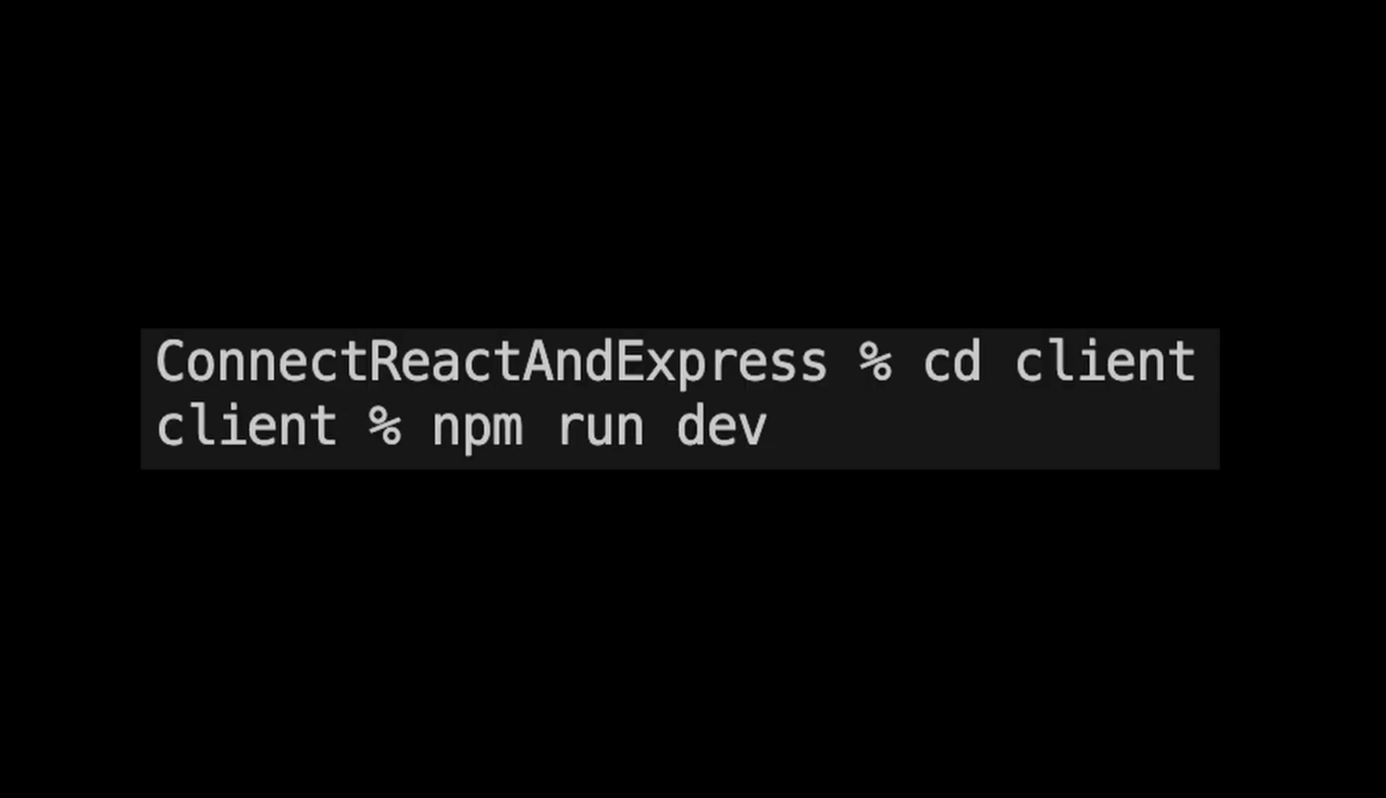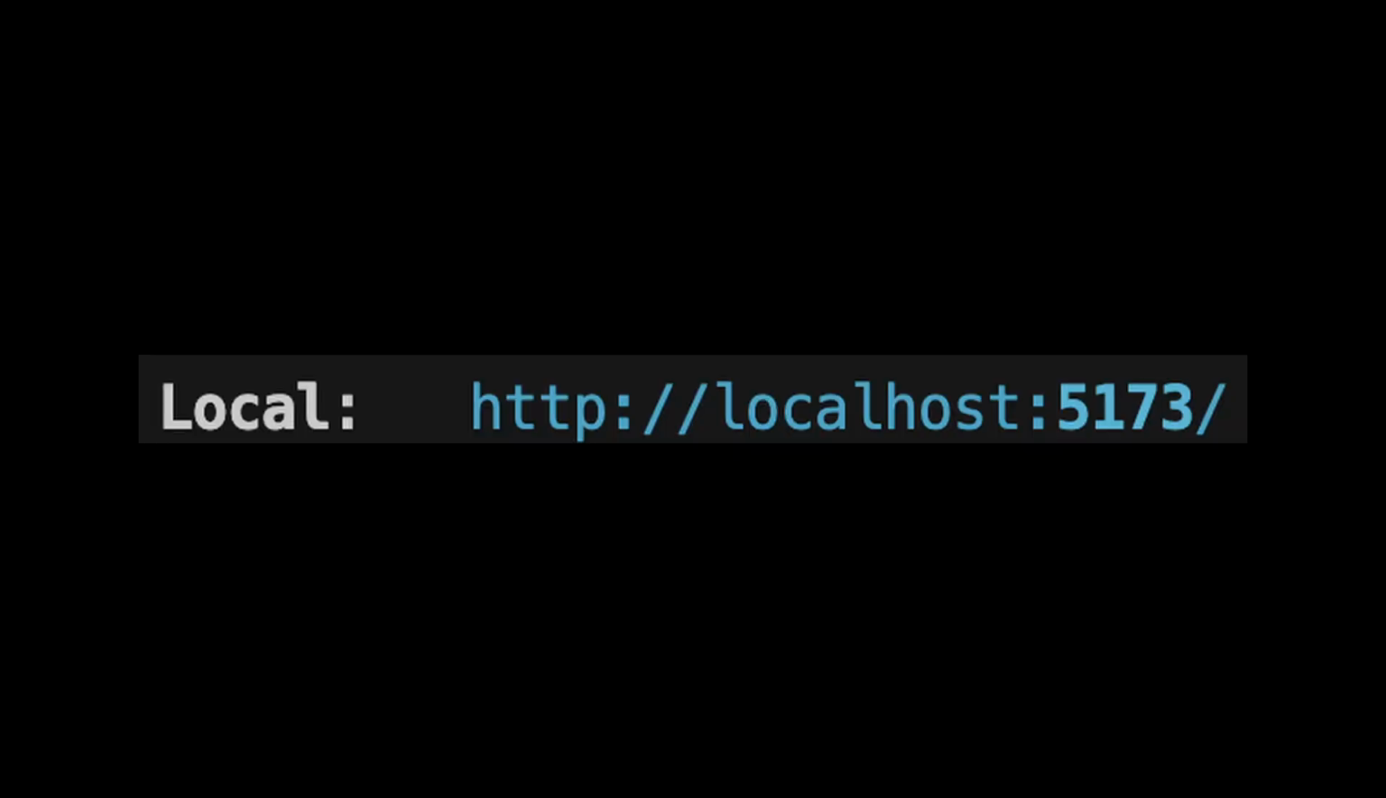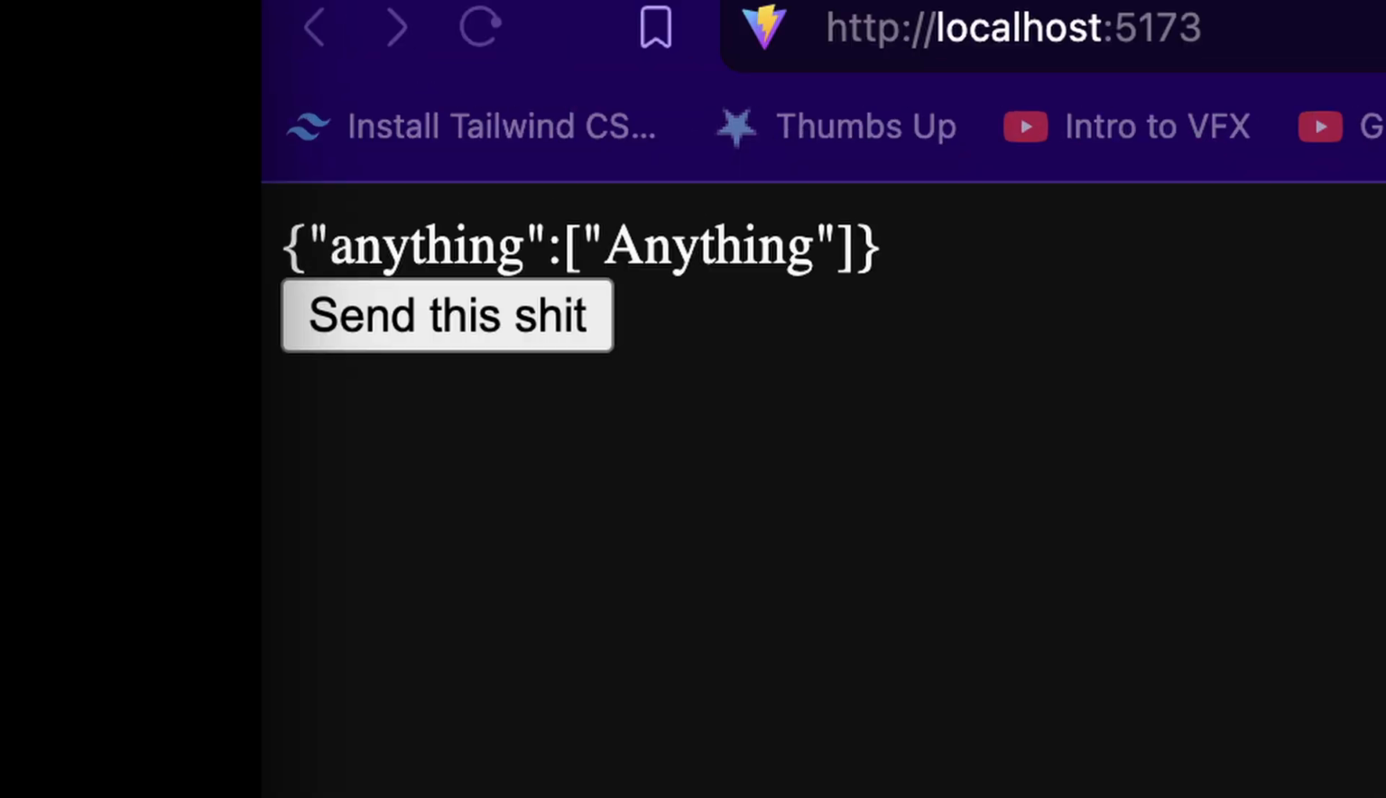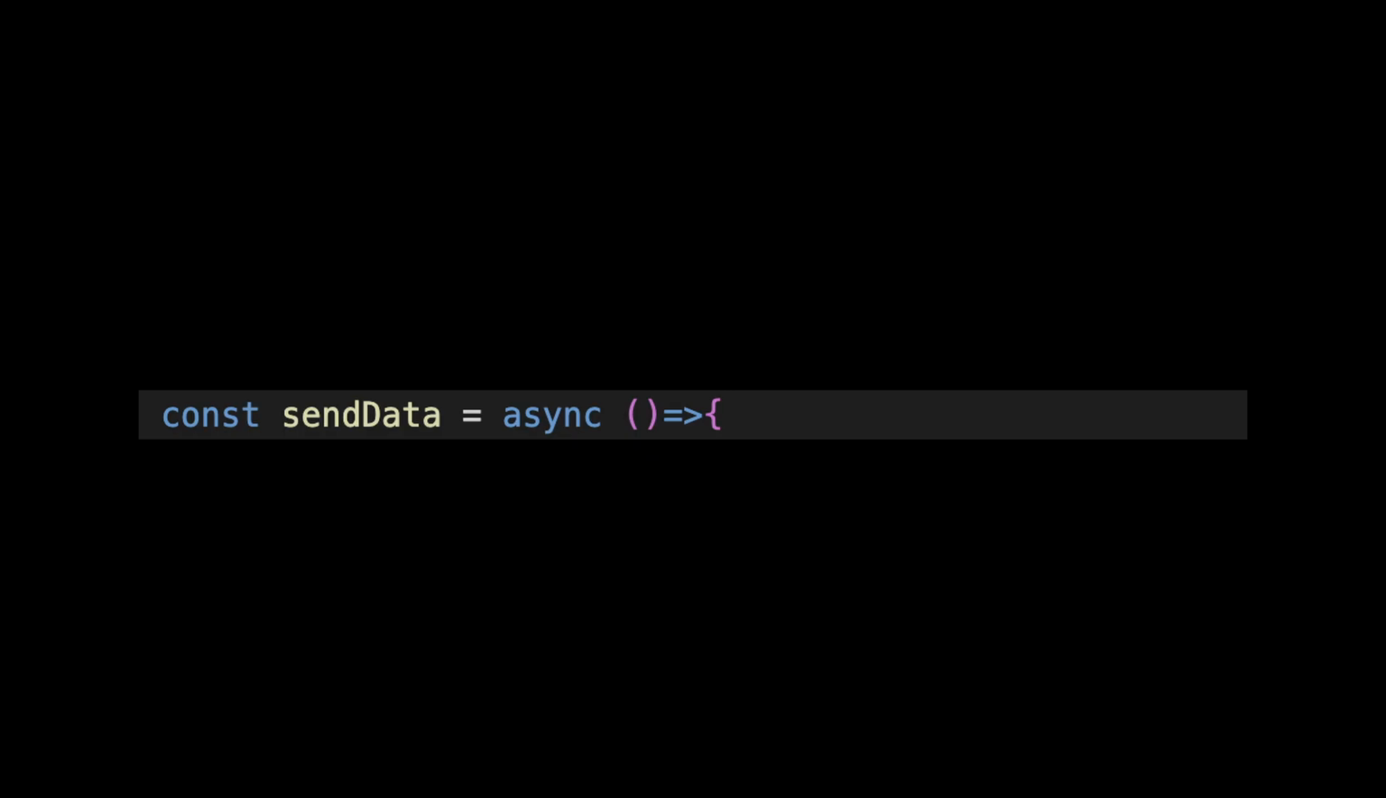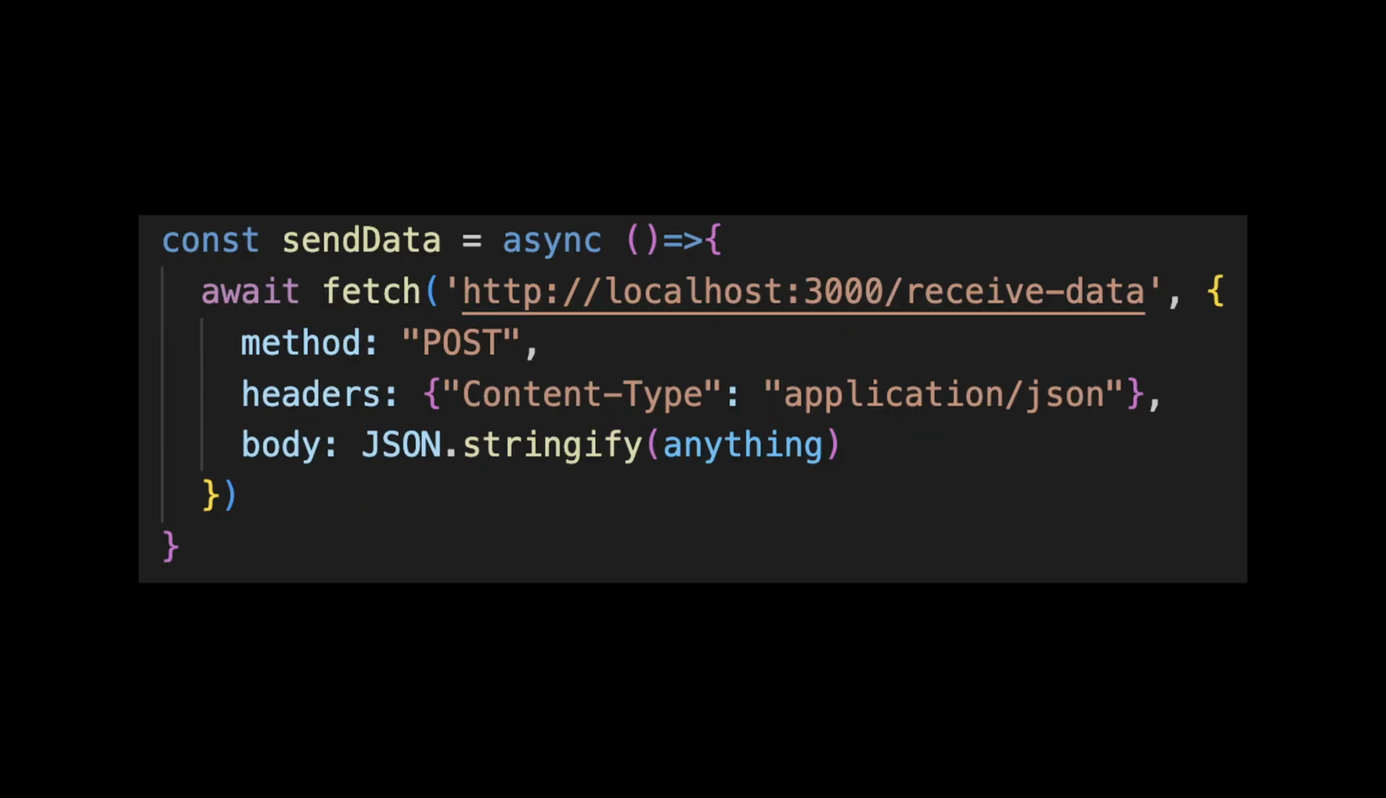Afterwards, using terminal, go to the client folder and start the server. The server will start on localhost 5173. Type this link in your browser to view your app. The app should look like this. In app.jsx, create an async function sendData and write the following content.